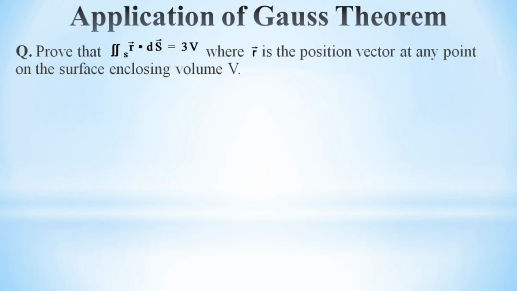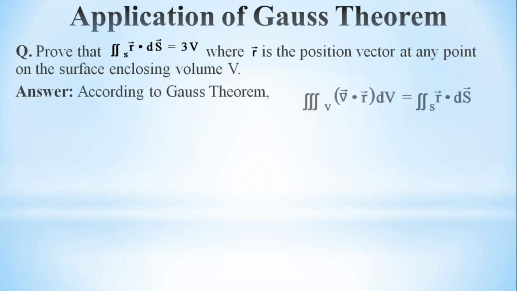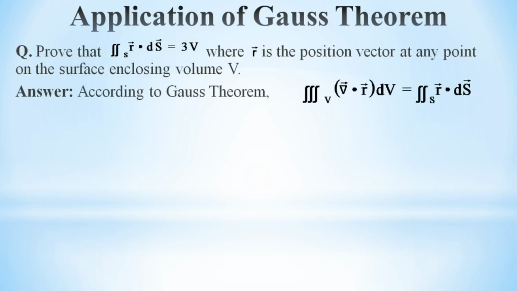Application of Gauss theorem. Let us prove that double integral over a surface S r dot ds is equal to 3V, where r is the position vector at any point on the surface enclosing volume V. According to Gauss theorem, triple integral over V of divergence of position vector r, that is del dot r into dV, is equal to double integral over S of r dot ds, where r is equal to x i cap plus y j cap plus z k cap.